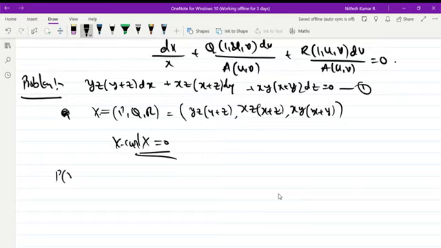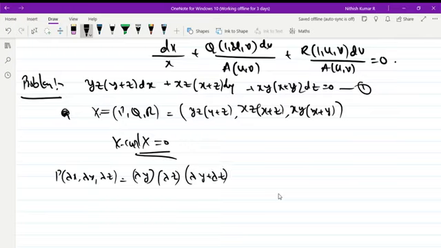So p of λx, λy, λz is λy into λz into (λy plus λz), because p is yz into (y plus z). So λ is common, and it is λ cube into yz into (y plus z), which is nothing but λ cube into p of x, y, z.